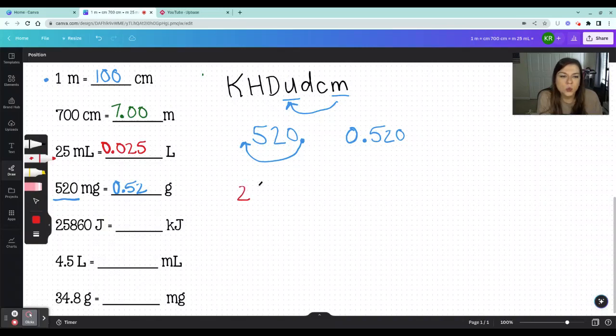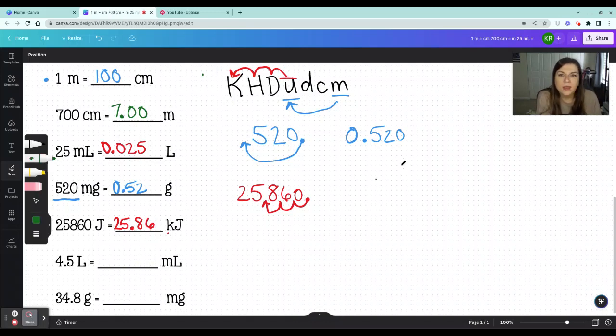Okay, now we have 25,860 joules, and this is something that'll come up a lot, especially in that matter and energy unit. We're working with joules, which is the base unit for energy. So I'm going to start with J, and I want to get to k, kilojoules. So I'm going to go 1, 2, 3 spaces to the left. My decimal in this number is behind the 0. If I move 1, 2, 3 places to the left, I'll be right between the 5 and the 8, meaning that I would have 25.86 kilojoules. Both of these values have 4 significant figures. So I'm going to drop that 0.